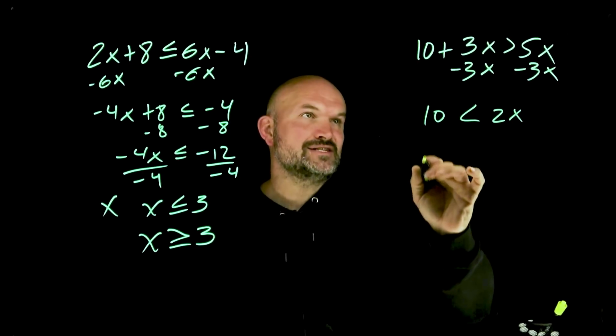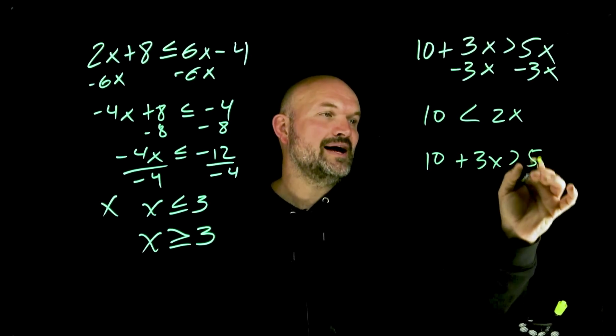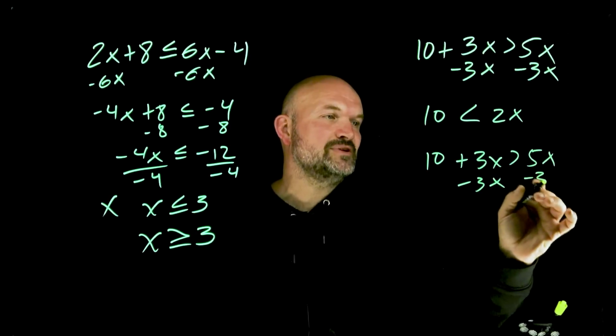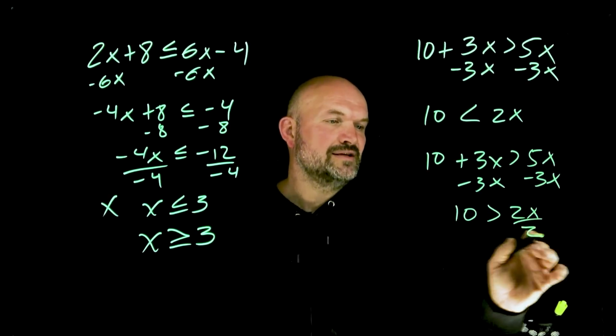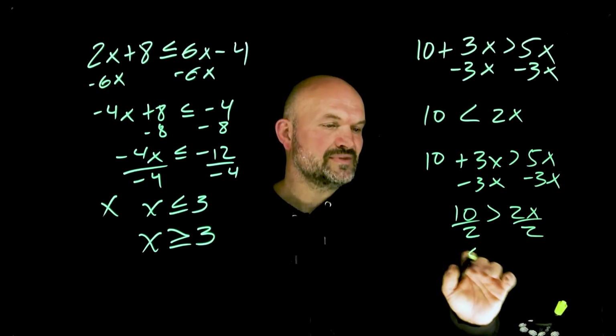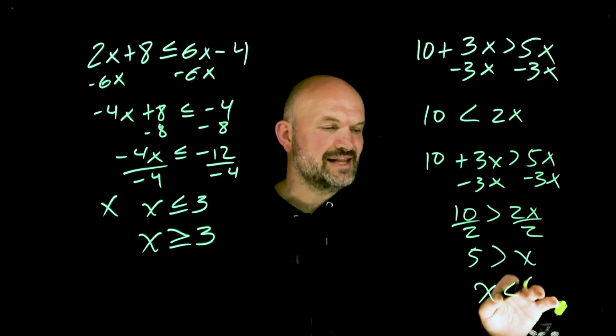So in this case, all you simply need to do is just like what you had. You had everything right. Just go ahead and subtract the 3x on both sides, but you don't need to flip the sign. 10 is going to be greater than 2x. Divide by 2, divide by 2. 5 is going to be greater than x, or you can rewrite that as x is less than 5.